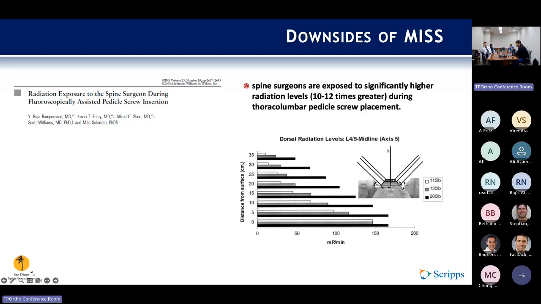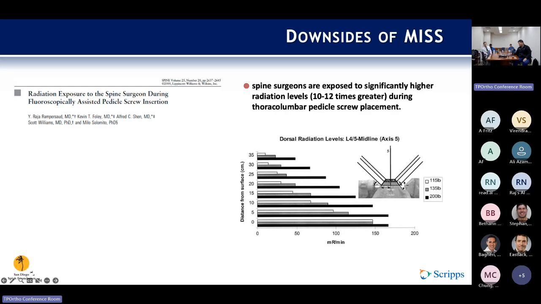And this paper, I'm pretty sure everybody in this room knows, shows the radiation exposure to spine surgeons is significantly higher compared to other orthopedic surgeons. And minimally invasive procedures can be even higher than traditional open procedures. This is a pretty interesting picture here. I think it explains a lot.